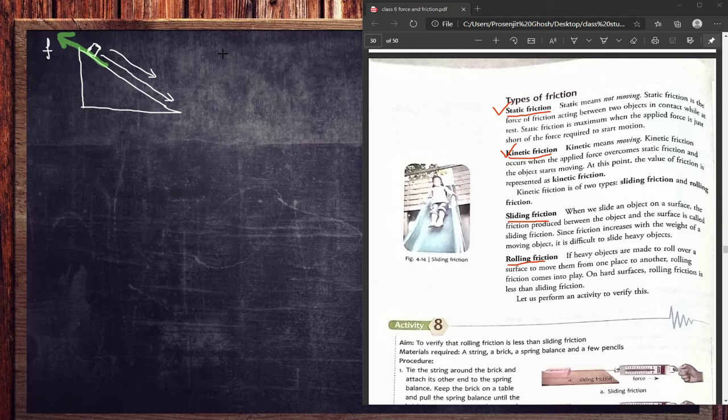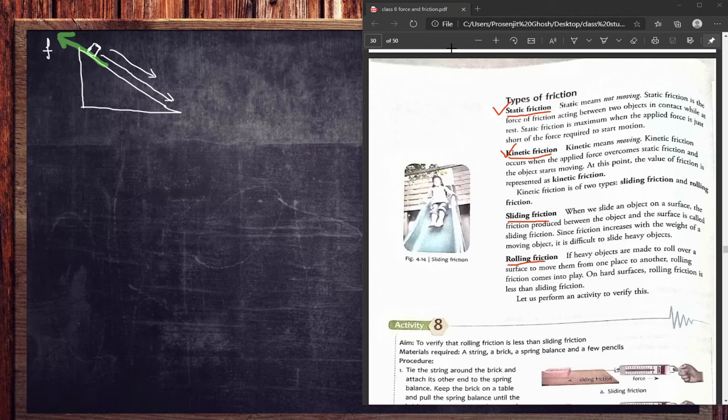So how will we write the sliding friction? When the body is sliding down from an inclined plane, then we can say the working friction is known as sliding friction. You can write this one.